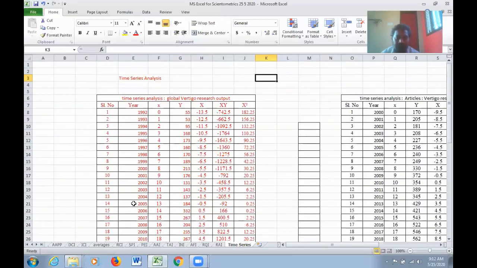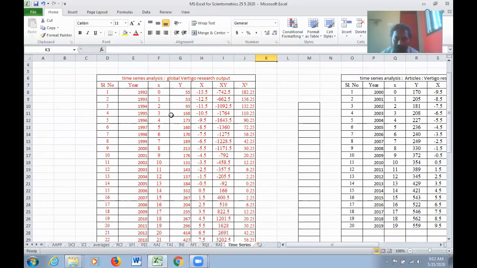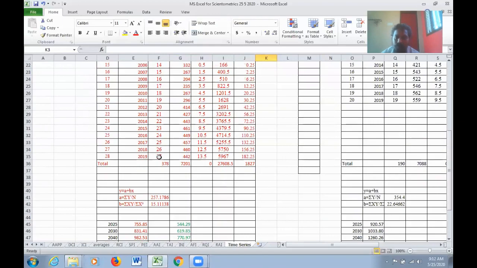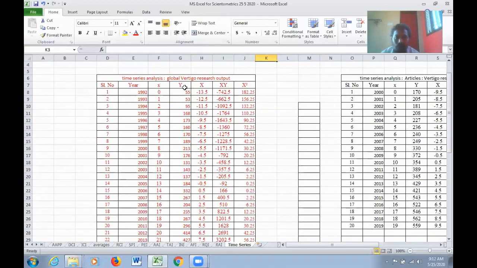So serial number, year: X is nothing but year, it starts from 0. You have to start from 0 and go to 27. There are 28 years, you start from 0 and go up to 27. Then capital Y tells you the number of publications. In 1992, 55 papers were published in vertigo research output. So year-wise research output should be placed under Y.